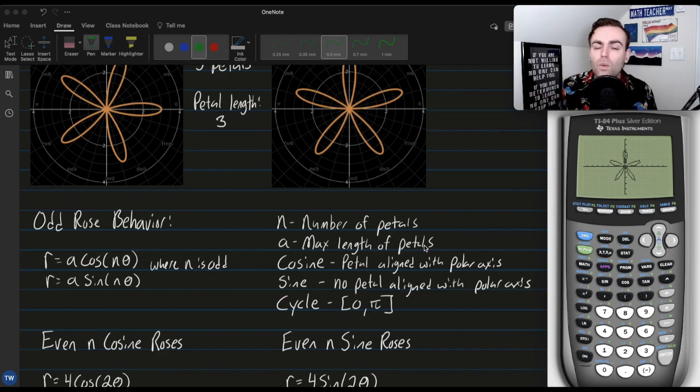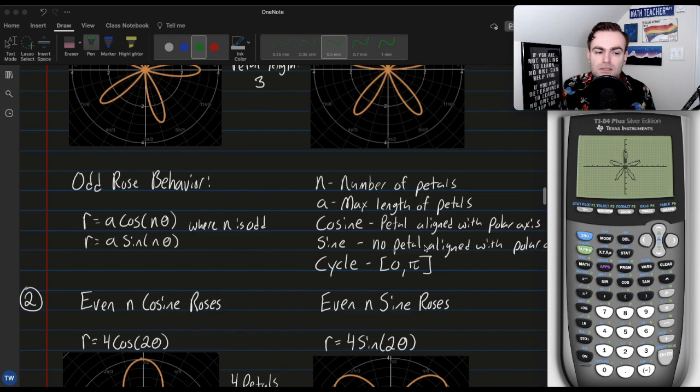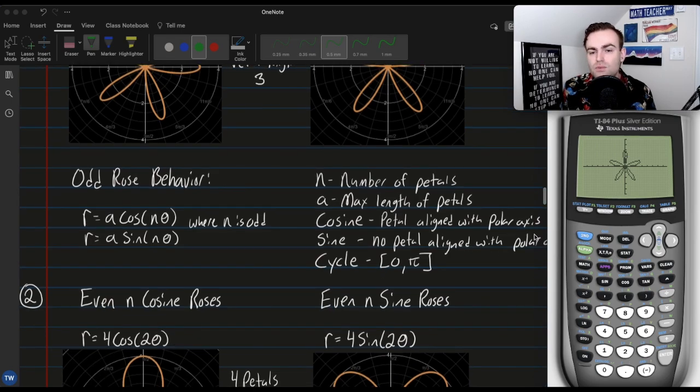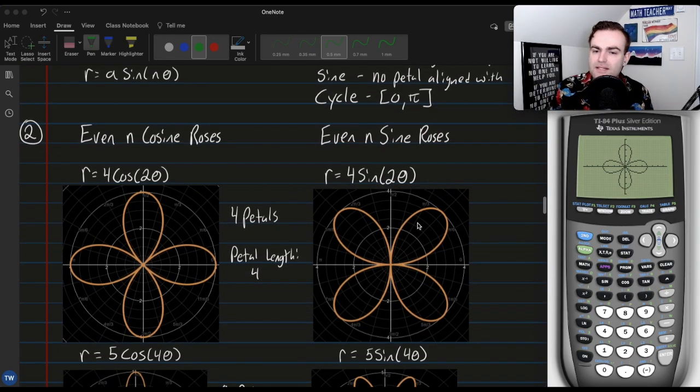Interesting. What happens if n is even? So the first one we have is 4 cosine 2 theta. So let's try that. So 4 cosine 2 theta. 1, 2, 3, 4. And it only went around once. Interesting. Sine, what happens there?